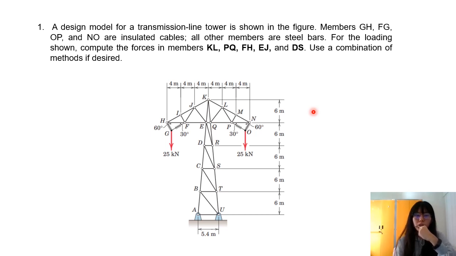So in this question, we are going to define the force members KL, PQ, FH, EJ, and DS of a transmission line tower. As the question just asks about specific force members, we're going to use the method of sections to find the values. But before we start, since the dimensions of this diagram are not complete, we're going to assume all the missing dimensions and angles.